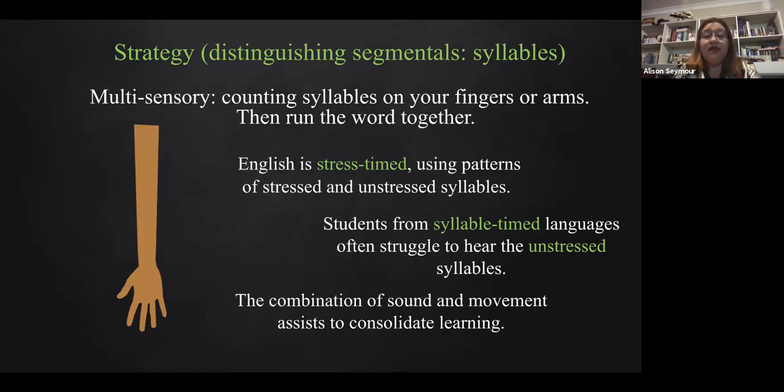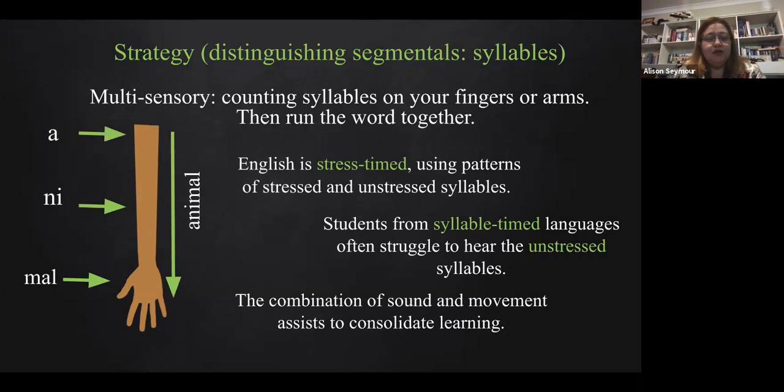So again, another strategy that we've used successfully at the Intensive English Centre is a multisensory kind of approach, where you count the syllables on your fingers and arms. So for example, I don't know if you can see me, but I've put it into the PowerPoint. So you go animal, animal. So tapping your arm, animal, and then putting it across for the whole word animal.